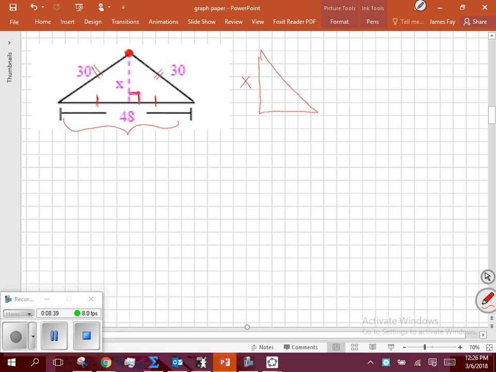We can say x. This here would be 24, right? And this would be 30. Now when I solve for x, I say x squared plus 24 squared is equal to 30 squared. What's 24 squared? Is it 576? Yep. 30 squared is 900. What is 900 minus 576? 324. And that is a perfect square. So what is the square root of 324? 18. So x is 18.